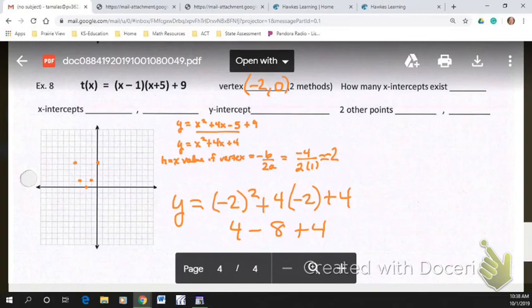And if I graph it, guess what I just figured out? My x-intercepts and my y-intercepts are pretty easy just by looking at the graph, right? How many x-intercepts exist? 1. It happens to be right on the axis. It is the same as the vertex. I should be able to find my y-intercept just by looking here. What's that, up 4? 1, 2, 3, 4. So my y-intercept is at 0, 4. And 2 other points. Well, I could use these 2 right here, right? So negative 1, 1, and negative 3, 1. Very nice. Is everybody good with that?